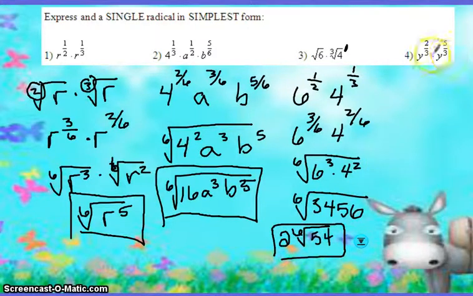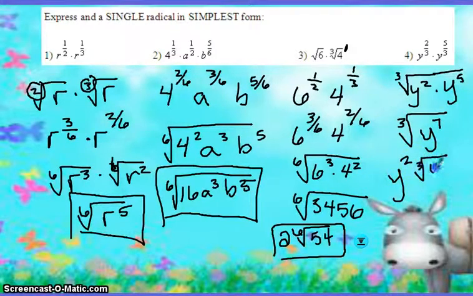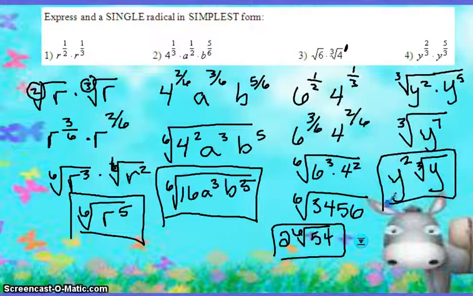Now, for number 4, we already have a common denominator, so this would be the cube root of y squared times y to the 5th. When we multiply like bases, we're going to add exponents, so 5 plus 2 is 7. This again can be reduced. How many groups of 3 can you make with 7? You can make 2 groups to pull out with 1 y remaining. And that's how you write rational exponents as a single radical.